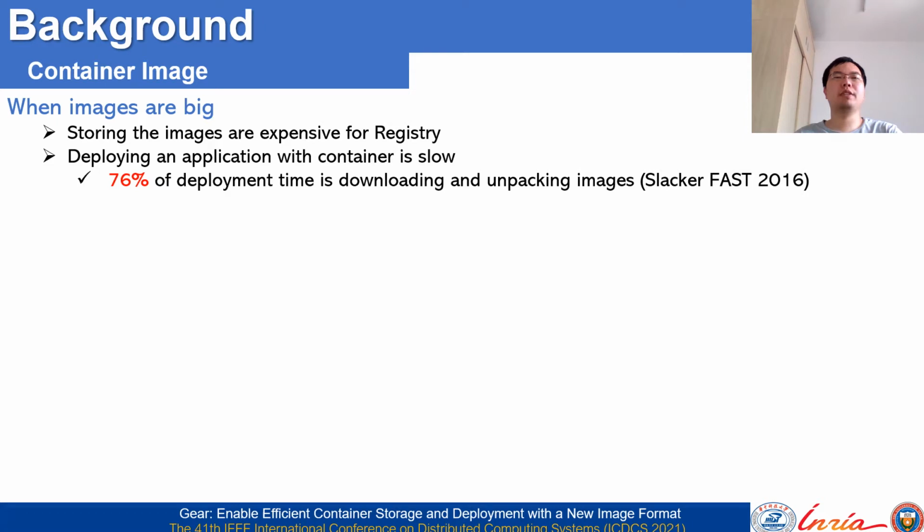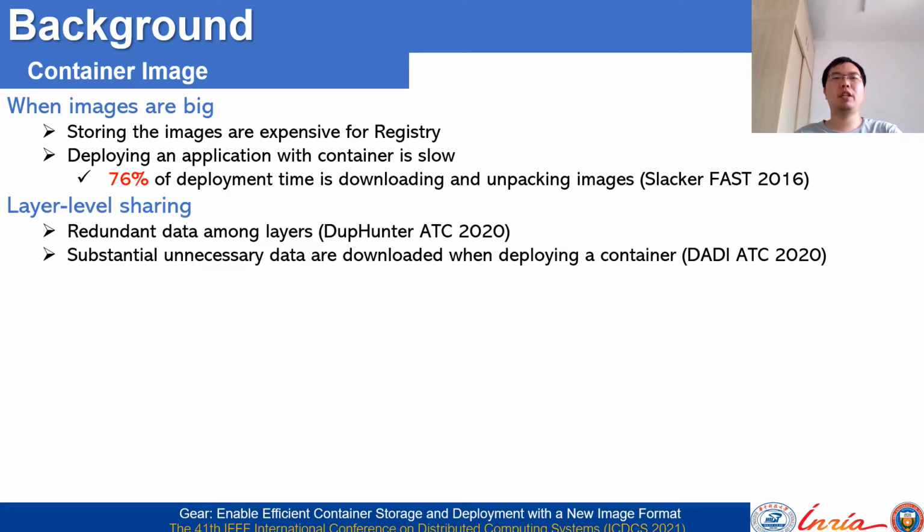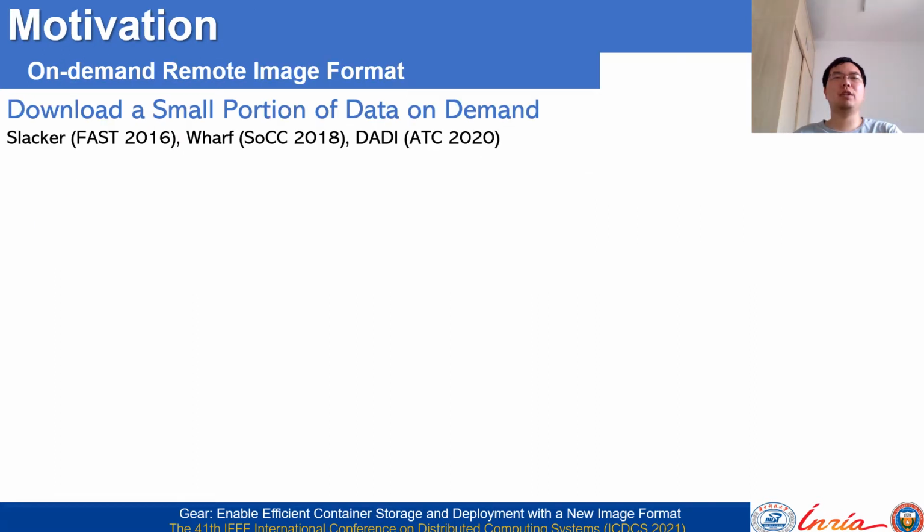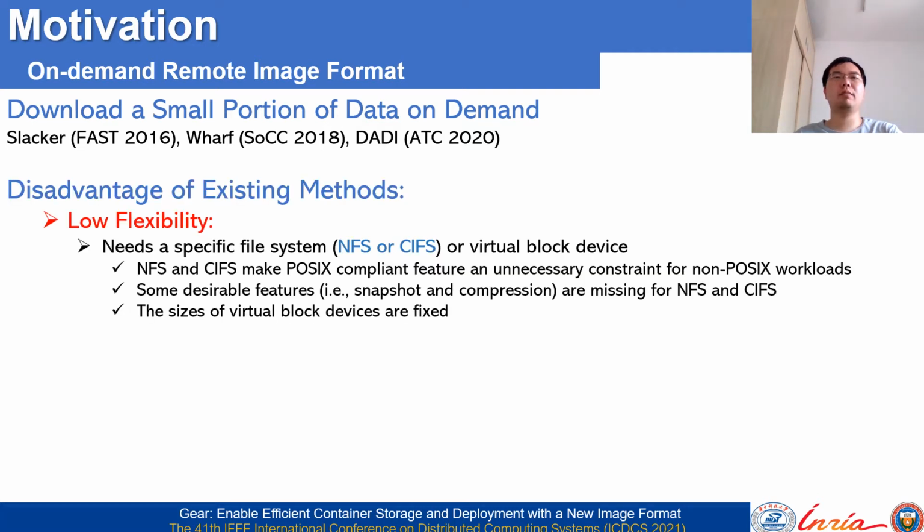Moreover, storing the images is expensive for the registry. For an image, substantial unused and redundant data are downloaded to deploy a container. One of the ways to reduce unused and redundant data is designing on-demand remote image formats. However, existing methods have the following disadvantages.